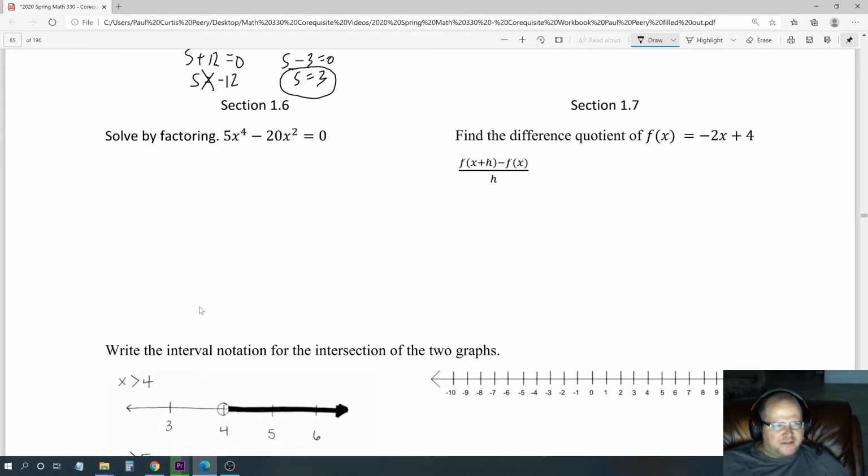All right, solve by factoring. Okay, what can we factor out of a 5 and a 20? We can factor a 5 out. What can we factor out of an x to the 4th and an x squared? We can factor an x squared out. What does that leave behind?